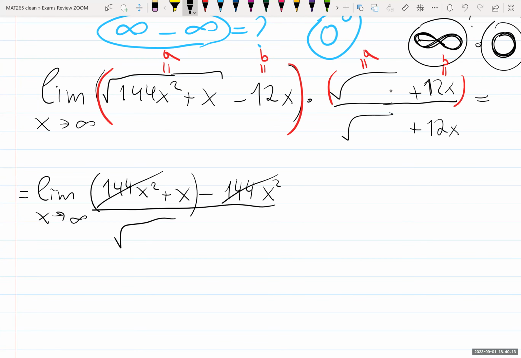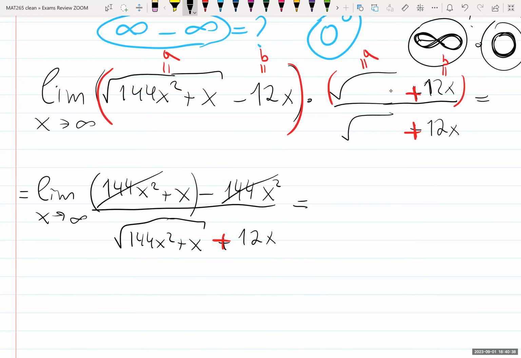But we don't forget the denominator, which now became ugly, which is fine. The denominator is the square root of 144x squared plus x, minus, no, plus 12x. So let's be careful with this. It's plus, it's plus, it's plus. Conjugate, we change the sign. So what is happening here? Let's try and plug it in. It's infinity over infinity. Kind of not very nice.